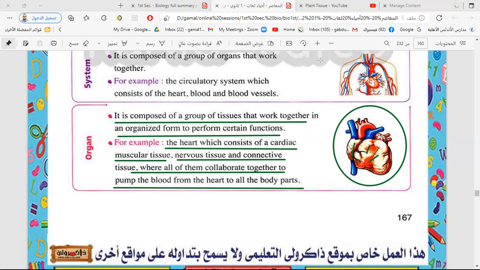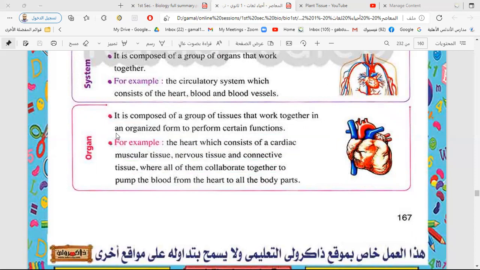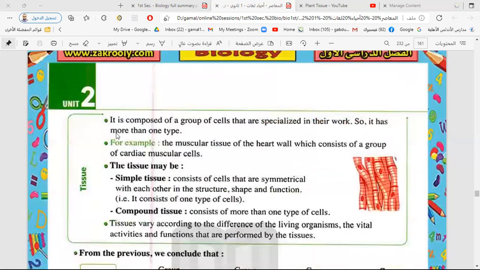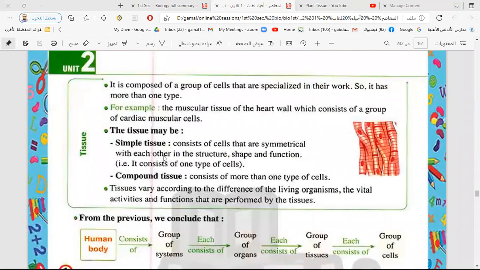As you know, the organ is made up of tissues, and there is another level. The tissue is made up of what? If we take the muscular tissue as an example, we have here a muscular tissue. It's made of muscular fibers, and the muscular fiber, as you see, is made of muscle cells. So the cell is the smallest level in this organization.